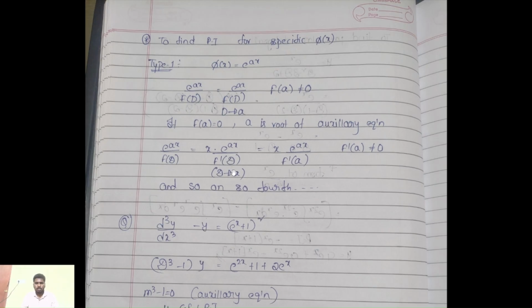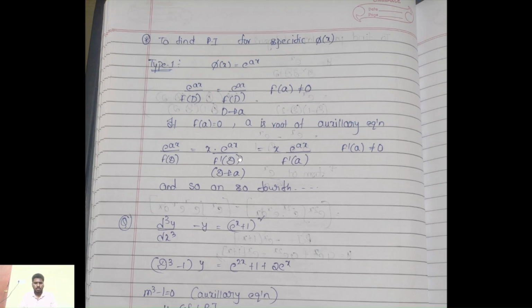Here x is outside of the differential operator. X into e power ax by f dash of D. We replace D by small a. If f dash of a is not 0, we write x into e power ax by f dash of a as the particular integral, and so on and so forth.